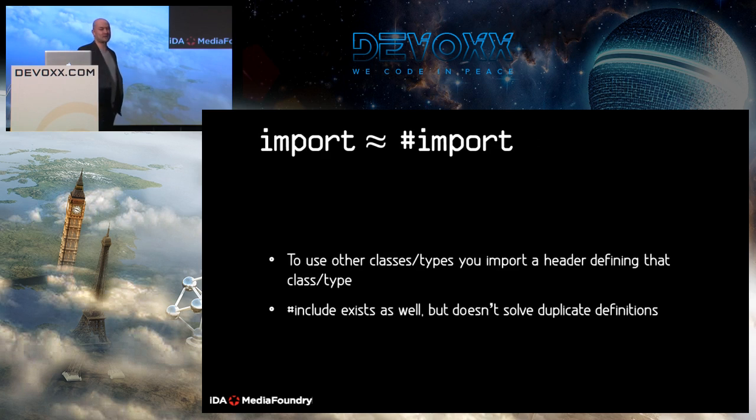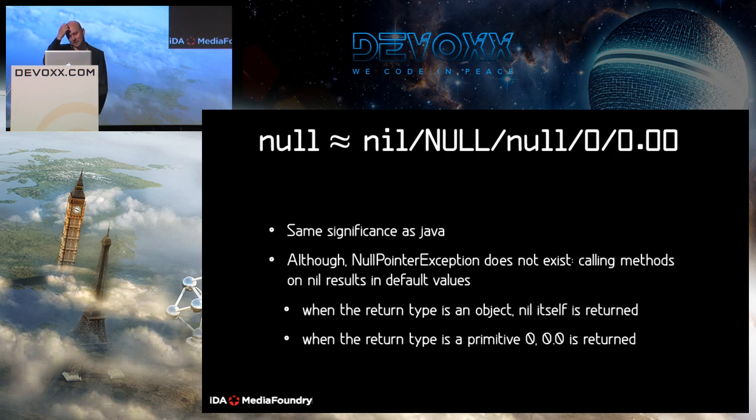We also have import statements, like in Java. The import statements make sure that you can use other classes in your own class. Include exists as well, but I advise strongly against using it because it doesn't take care of duplicates. If you have two code blocks and one of those code blocks already includes a code block that you include in the other one, you will get duplicate definitions in your compilation. So basically, the compiler won't be able to compile your code because it has duplicates.